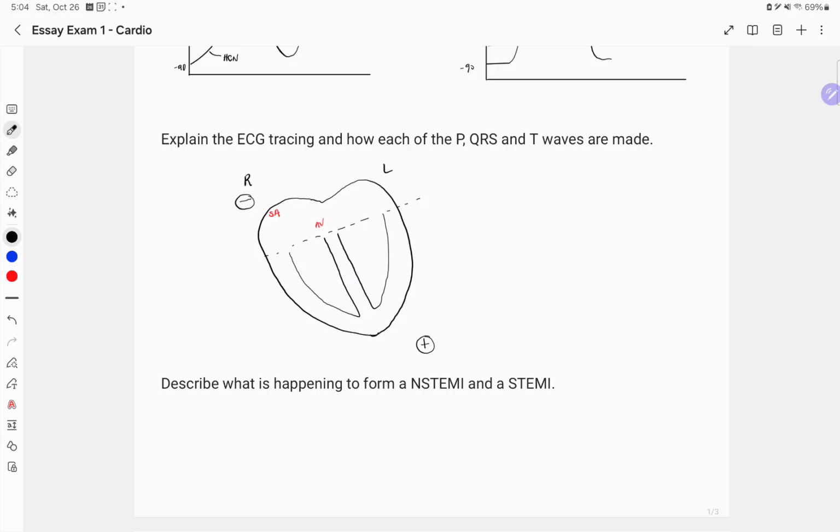So what happens is, you'll remember we have these HCN channels that are open when the cell is more negative, letting positive charges in, and this is sending these signals or these vectors out from the SA node in all directions. And as that's happening, the cells are depolarizing, right?